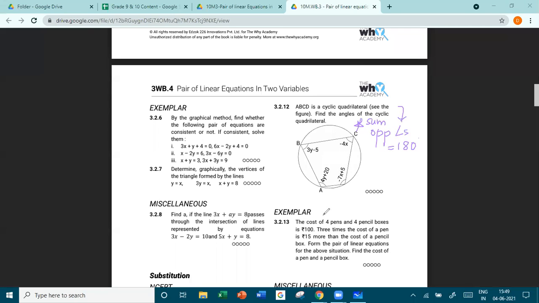Let's see the 13th one. Okay, interesting. Let's try the 13th one. So they've given you the cost of 4 pens and 4 pencil boxes as 100. So 3 times the cost of a pen is 15 more than the cost of a pencil box. You need to form the linear equations and find the cost of a pen and pencil box. So for this question, you can directly give me the answer for the cost of a pen and pencil box.